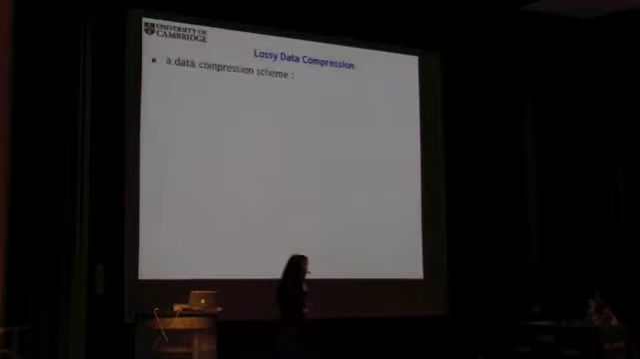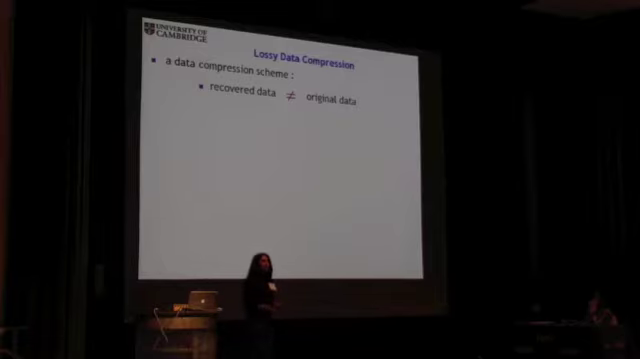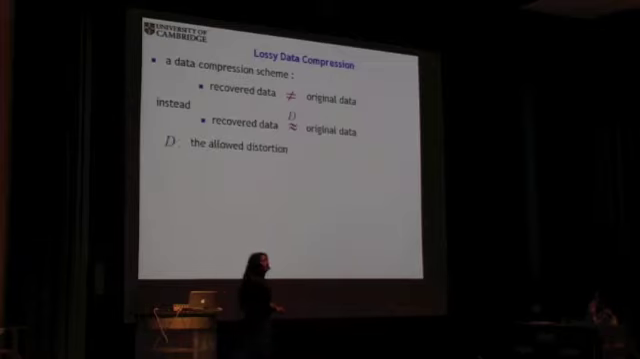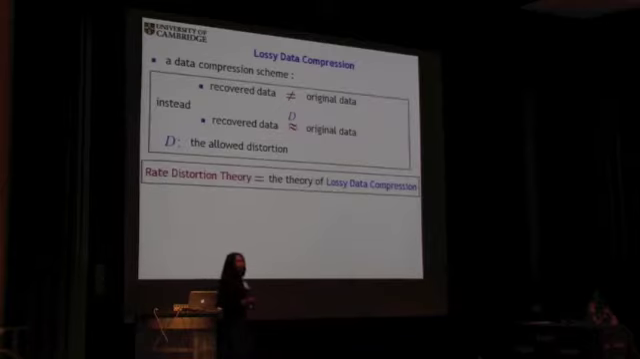Lossy data compression is a data compression scheme where the recovered data is not required to be identical to the original data, even in the asymptotic limit. Instead, one requires that the recovered data is a good enough approximation of the original data. What I mean by that is that one allows for a finite distortion, which we denote by this distortion parameter d.